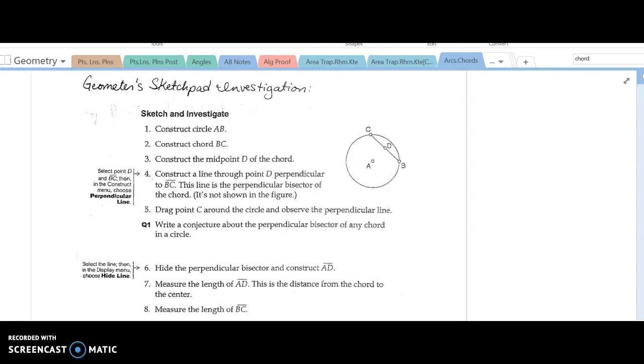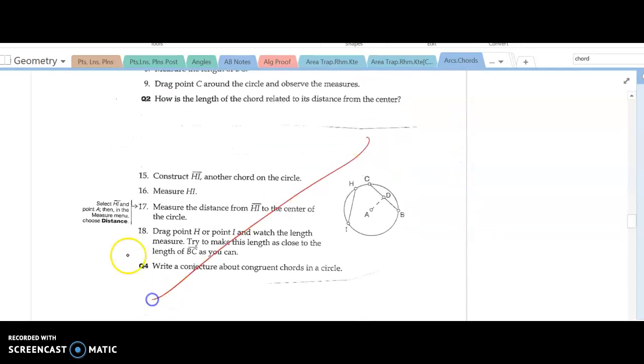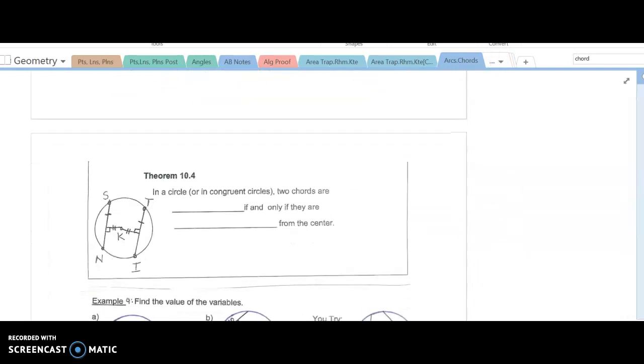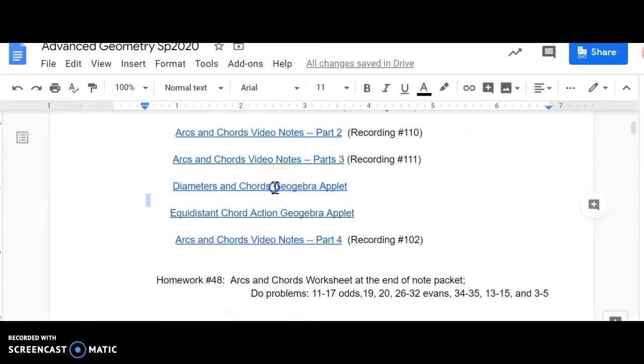Okay, so we're to the part of the note packet that's the Geometry Sketchpad investigation, but instead of doing that, what we're going to do is go look at a couple of these applets in Geometry Sketchpad, and then we'll come back to Theorem 10.4. So going to look, first of all, at the diameters and chords GeoGebra applet.